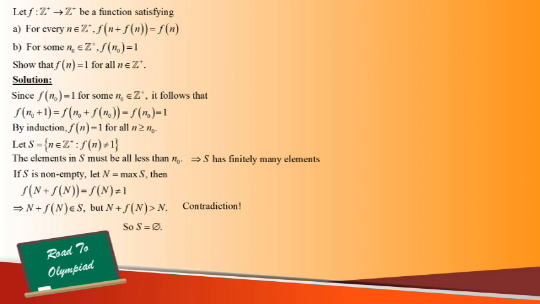In other words, there is no positive integer n such that f(n) is not equal to 1, or f(n) = 1 for all positive integers n. And this marks the end of our proof.